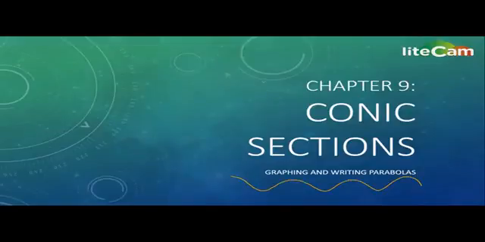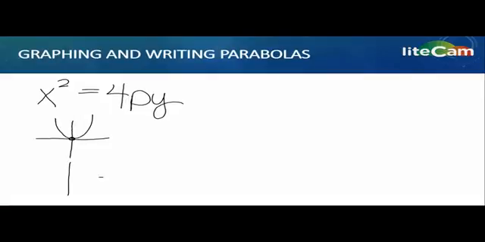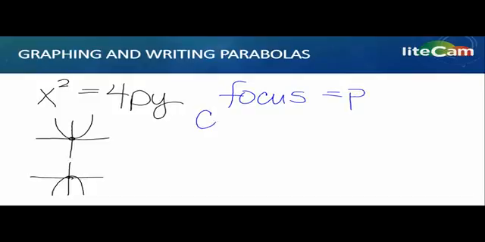Today we're going to review and talk about graphing and writing parabolas. You've done parabolas before, but we're going to use the standard form of a conic equation. So for a parabola that's either facing up or facing down, we're going to use x squared equals 4py. And our job is to find the focus. So we're going to graph the parabola, graph the vertex, axis of symmetry, and the focus and the directrix.